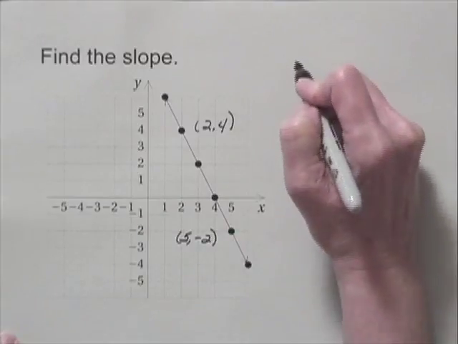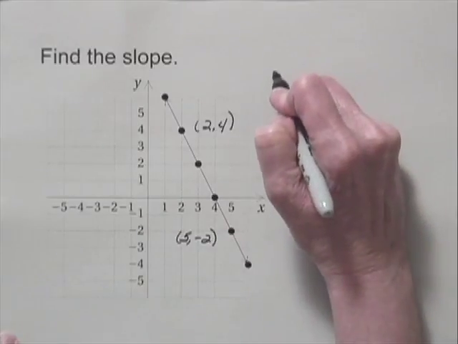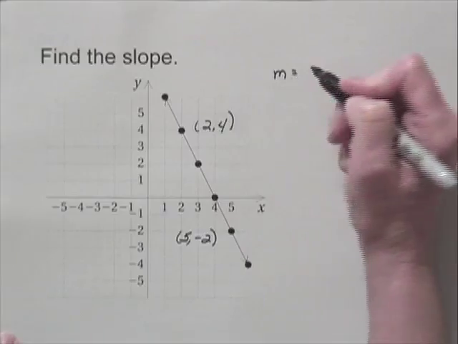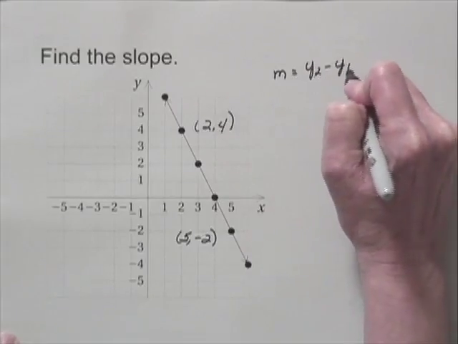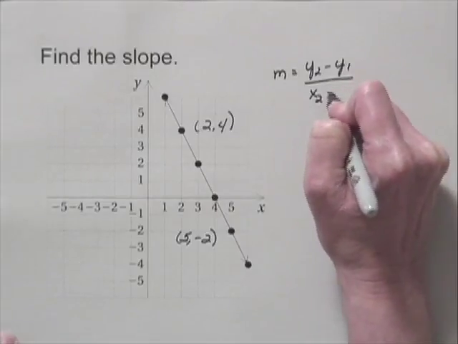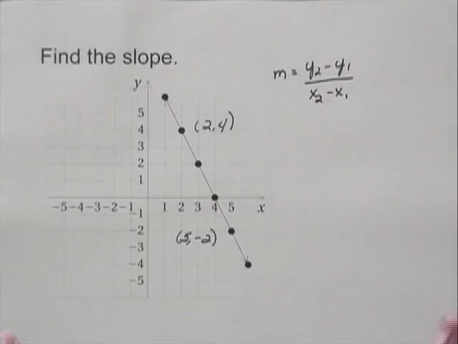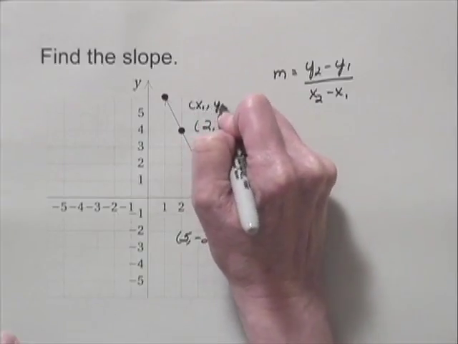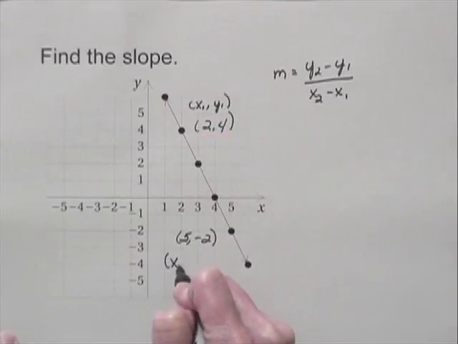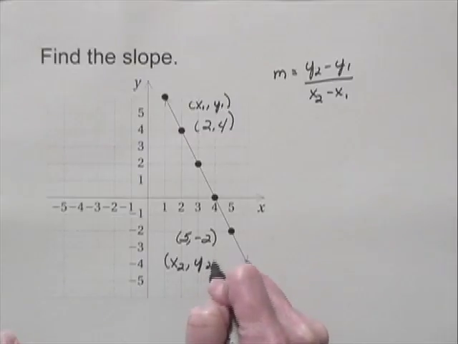Now remember that slope is the change in y over the change in x. We can write slope m as (y2 - y1) over (x2 - x1). And let's let (2, 4) be (x1, y1), and then this point will be (x2, y2).